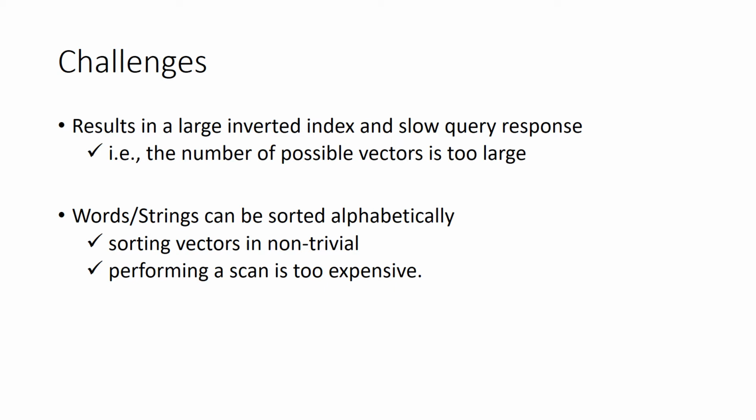First of all, there are a large number of vectors. Because a vector, for example, has 300 dimensions, and each dimension can take many different values. So in combination, there are a large number of possible vectors, and we need to build an inverted index on these vectors to support the queries. If the inverted index is very large, then the query response could be very slow.